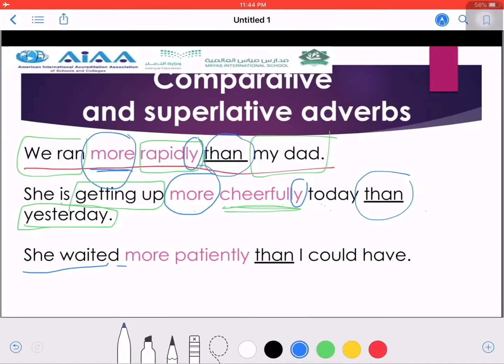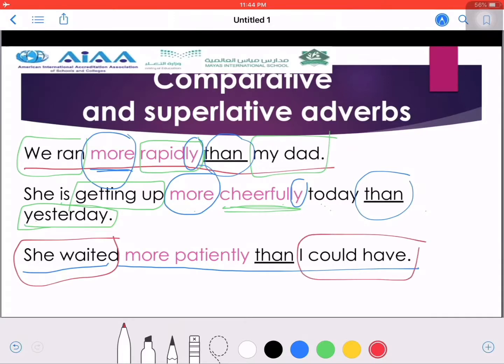She waited more patiently than I could have. So I describe the way she waited and the way I can wait, sorry. So here, how did she wait? Patiently. And also I can wait patiently, but I want to compare. Yes, more patiently. She waited more patiently than I could have. Okay? So here the adverb is patiently. It ends with ly. So also I add the word more.